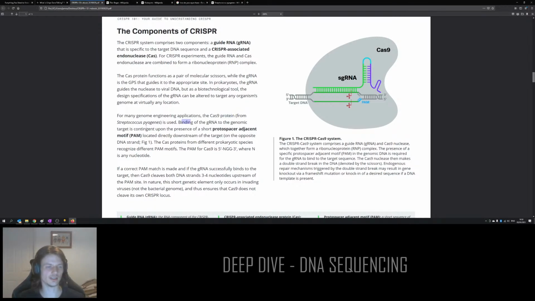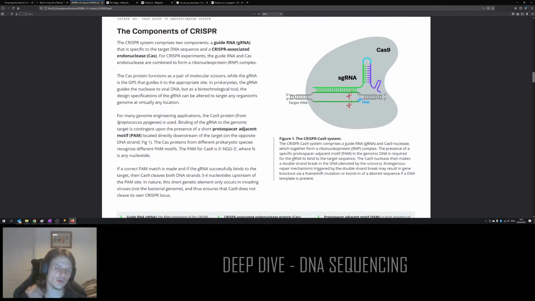Binding of the gRNA to the genomic target is contingent upon the presence of a short protospacer adjacent motif, PAM, located directly downstream of the target on the opposite DNA strand. Okay, let me try to understand this. Binding of the gRNA to the genomic target, the thing that we tell the gRNA to go and target, is contingent upon the presence of this protospacer adjacent motif, located directly downstream of the target, meaning on the opposite DNA strand.